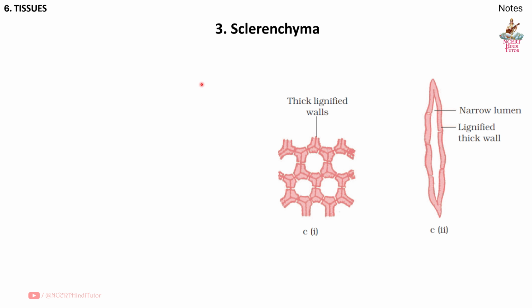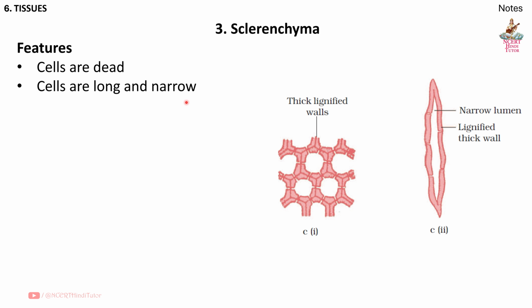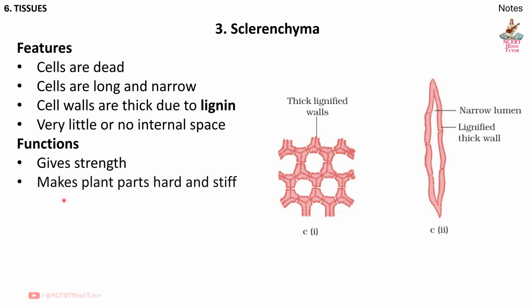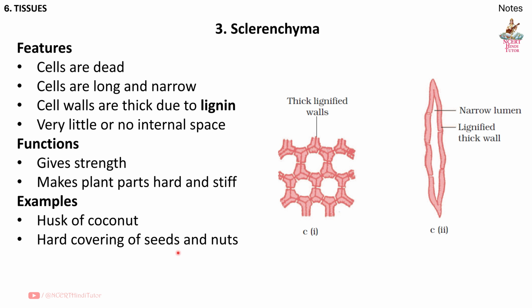Third, Sclerenchyma. Features: cells are dead, cells are long and narrow, cell walls are thick due to lignin, very little or no internal space. Functions: gives strength, makes plant parts hard and stiff. Examples: husk of coconut, hard covering of seeds and nuts, veins of leaves. So friends, this is the thick lignified walls. This is narrow lumen and this is lignified thick wall.